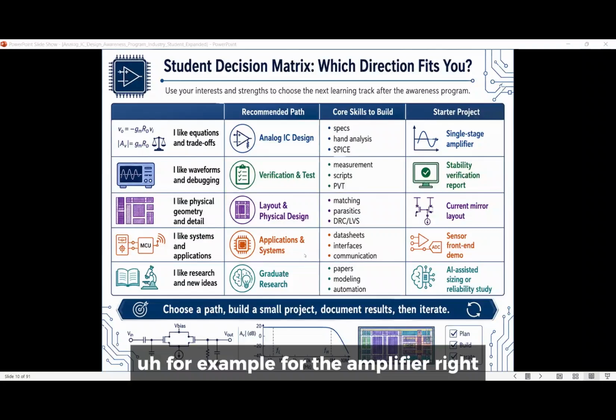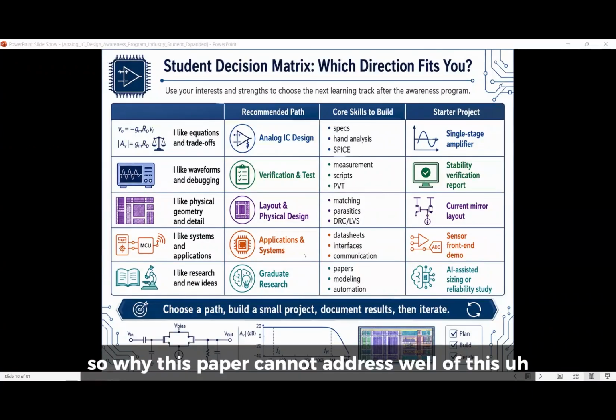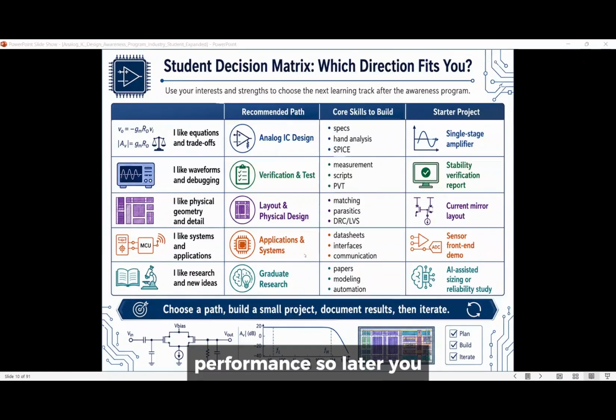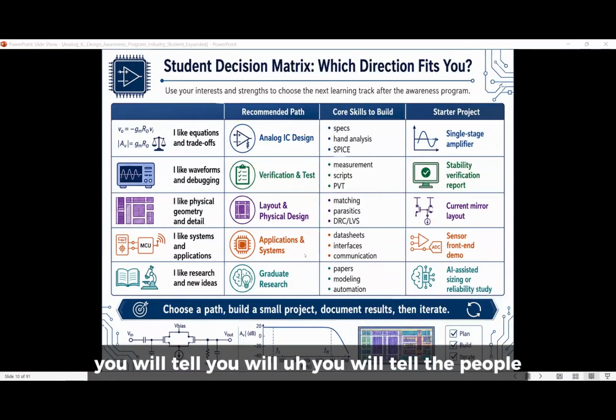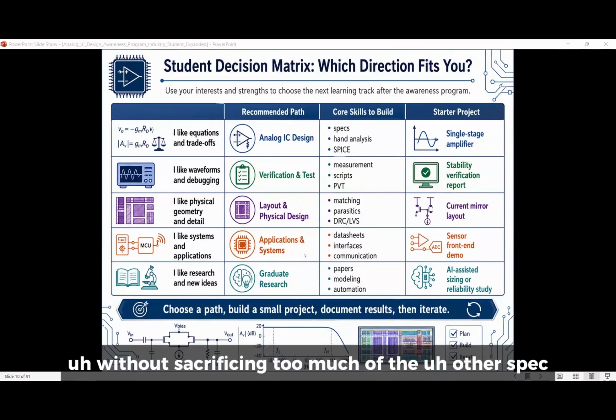For example, for the amplifier, right? For the low noise amplifier, what is the limit of the current design approach? Why can the paper by other people not address this performance well? Later you will tell the reader why your approach can solve the problem without sacrificing too much of the other spec.